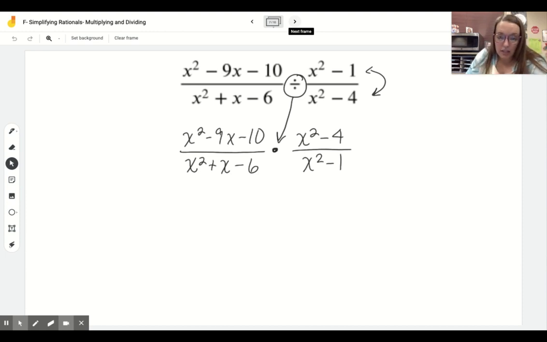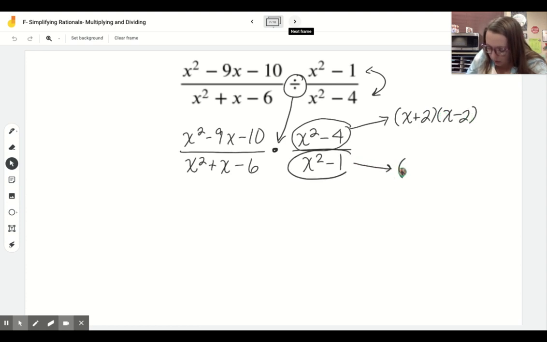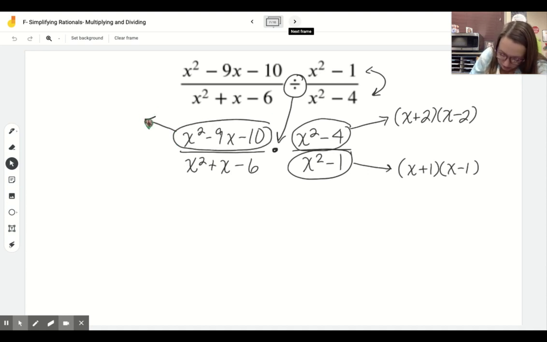All 4 of these numerators and denominators can be factored. So let's do the easy ones first. Difference of squares: x squared minus 4 will factor to x plus 2 times x minus 2. x squared minus 1. The square root of 1 is just 1. So x plus 1 times x minus 1. Okay, AC method. Our a is 1, so that makes it a little bit easier.